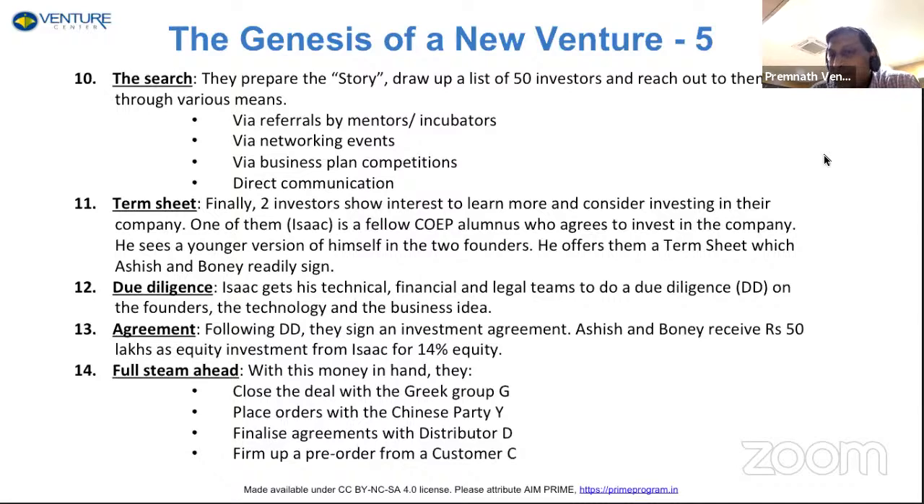The distributor D also finalizes the agreements. The fellow finds the customer and sells it. He firms up, and you also know customer C, who is willing to give you a pre-order. You sign up the pre-order and the distributor is excited. "Oh, you already have a pre-order from customer C, great, let's get into business," and everything starts rolling, right?